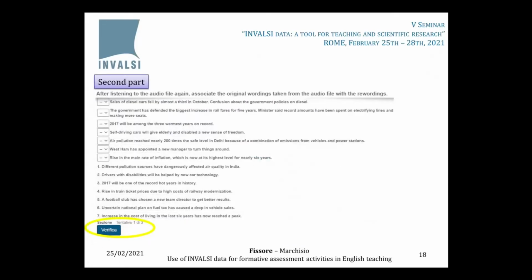In this slide, there is the second part of the question. 7 statements are proposed referring to the audio file and taken directly from the original text. Listen to the audio again. Students find the original words in the statements and can reflect again on their meaning. After that, they must associate each statement with the correct reformulated statement in the second part of the question with the same meaning. Again, students have 3 attempts to answer the question.